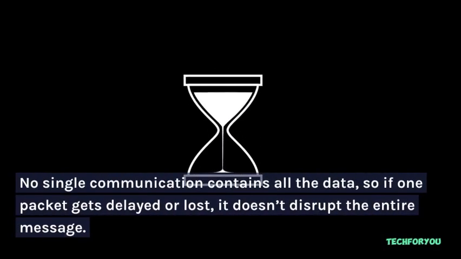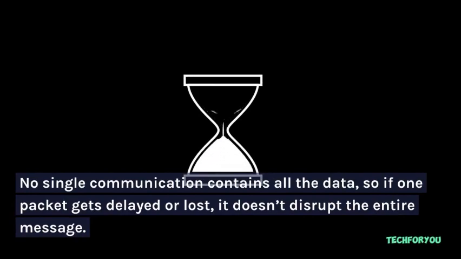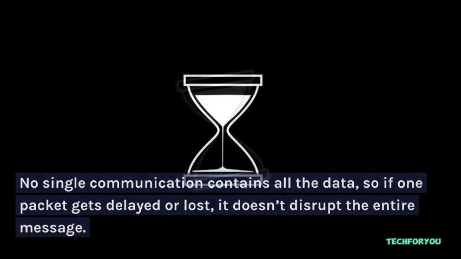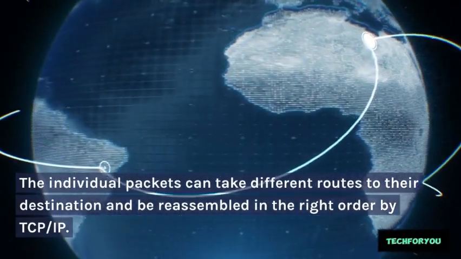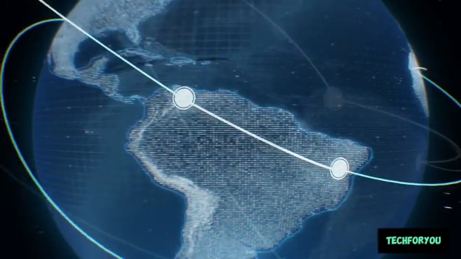This packet switching is what allows the internet to function on a global scale. No single communication contains all the data, so if one packet gets delayed or lost, it doesn't disrupt the entire message. The individual packets can take different routes to their destination and be reassembled in the right order by TCP/IP.